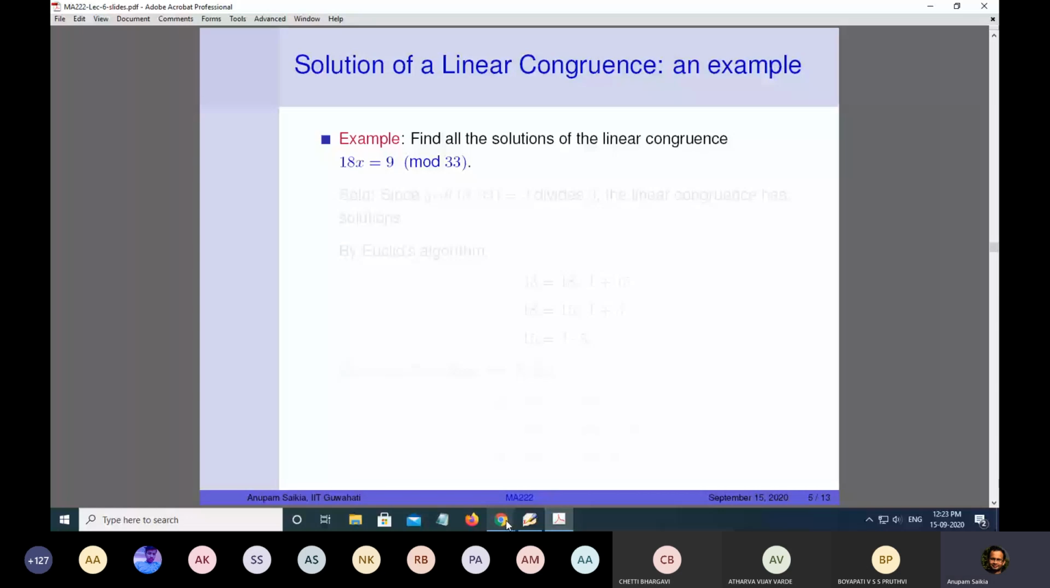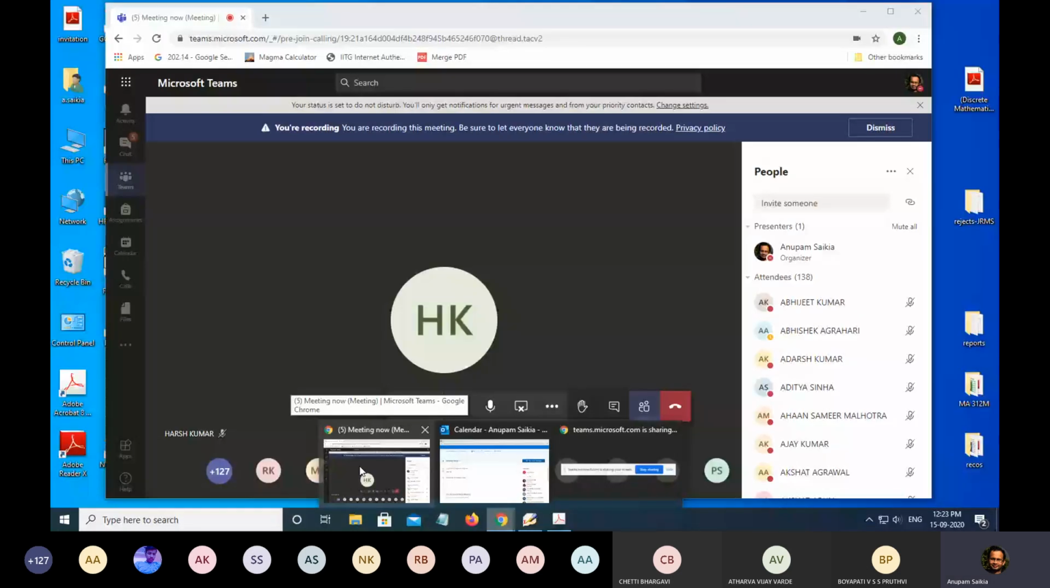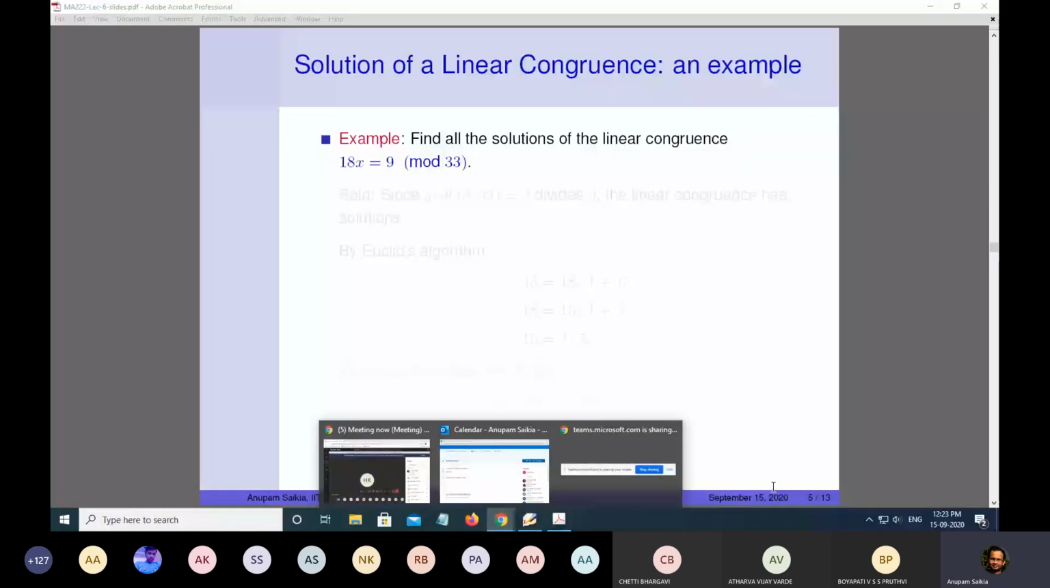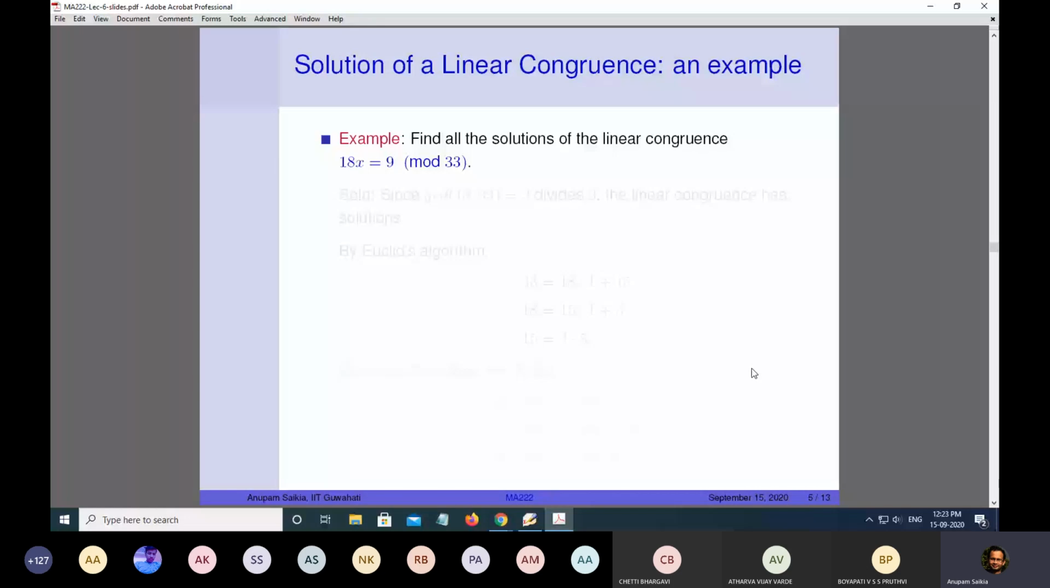Okay, so let's look at an example. Let's solve this congruence: 18x congruent to 9 mod 33. First step, you just check the GCD of 18 and 33, which is clearly 3. It divides 9.